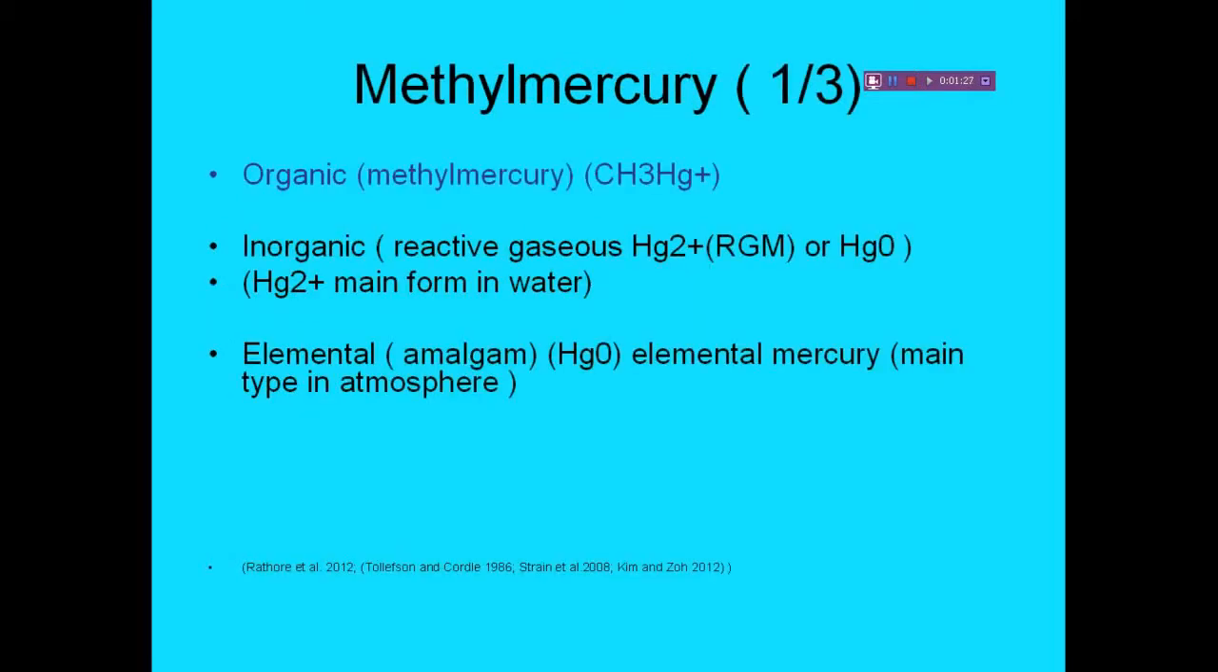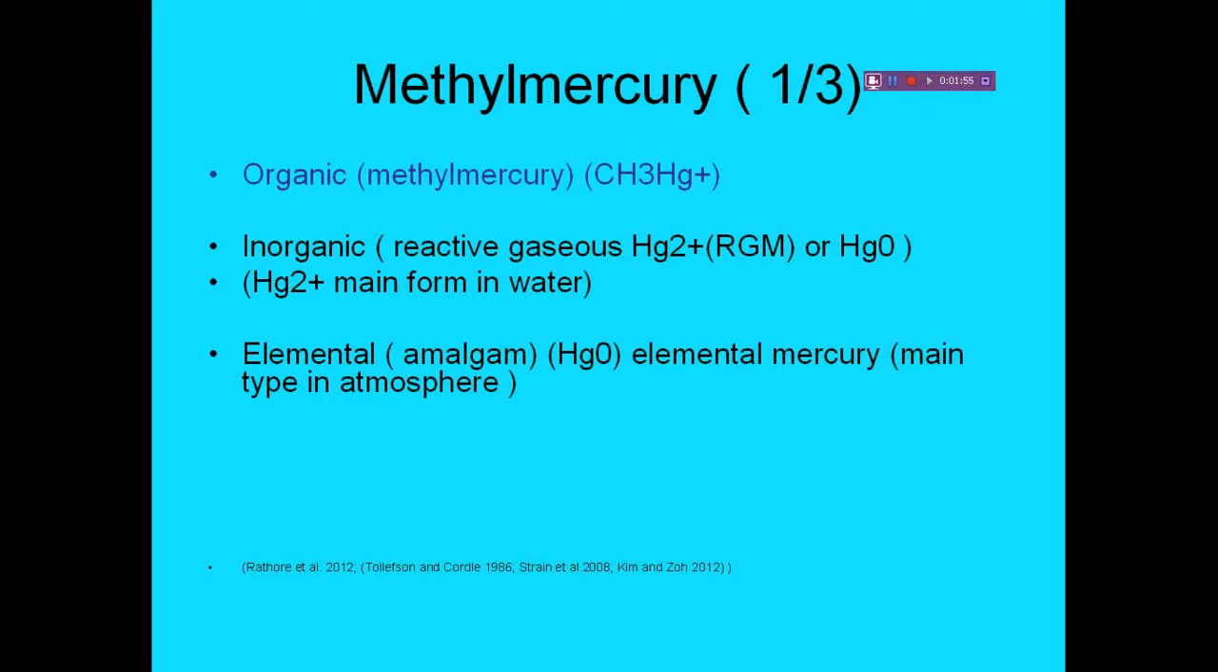So first of all, methylmercury is one of the 3 main types of mercury. There are other types such as mercury salts and phosphorylated mercury, but I'm going to be mainly focusing on these 3 types. Organic or methylmercury is the main form we get from seafood. Inorganic mercury can be reactive gaseous mercury, Hg2+, or Hg0, which is the same as the elemental form listed at the base of the page.